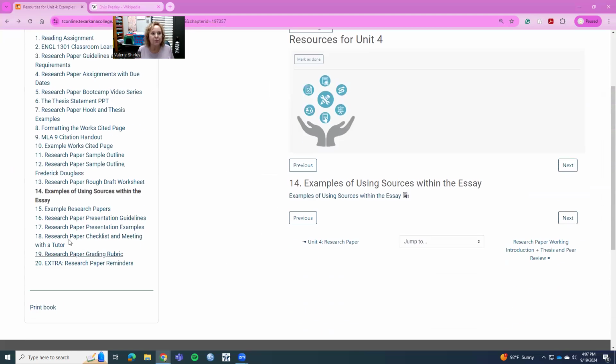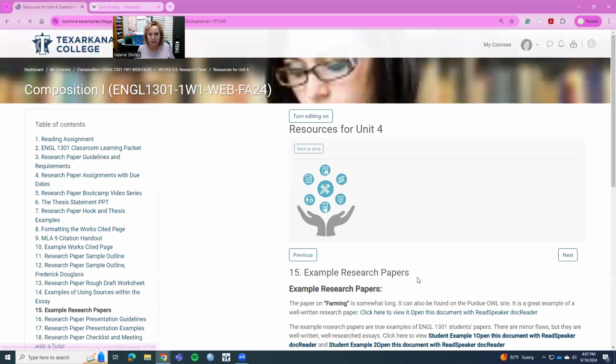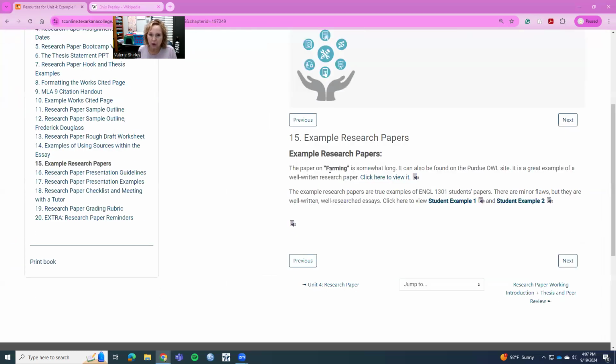We've got some example research papers, and the one on farming comes right off the Purdue OWL site. It is insanely long, and it is crazy because it is about handbooks written about farming in the 1800s. It's incredibly boring. Every single source on it is a book that's like 3 lines long. So I included that just because some of the in-text citations might help you. But here are 2 student examples. Let me just pull this one up.